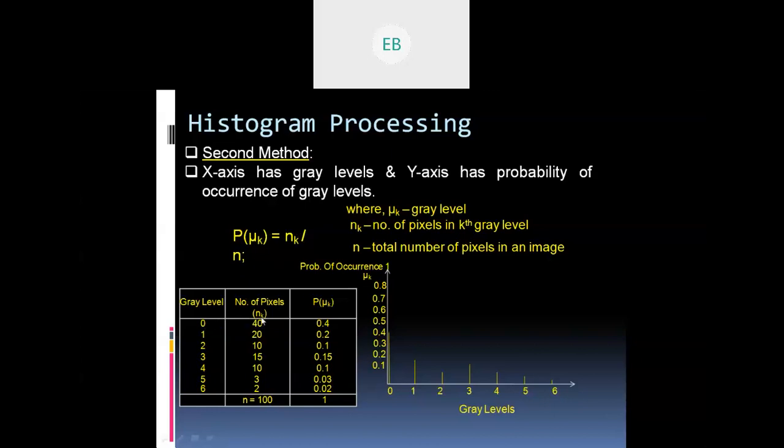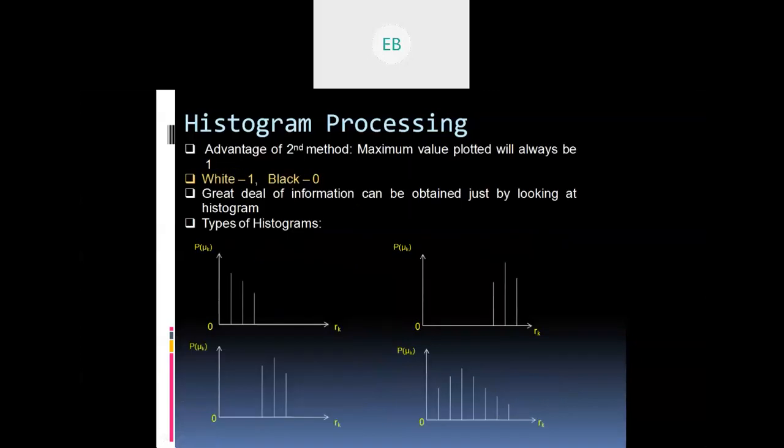So if the number of pixels for gray level 0 is 40, then the probability is given by nk, the number of pixels in that gray level, divided by the total number of pixels in the overall image, which is 100 here. So for gray level 0, the probability will be 40 by 100, that is 0.4. In the same manner, you have to calculate the frequency or probability of occurrence for the other gray level values as well. That way you get these probabilities here.